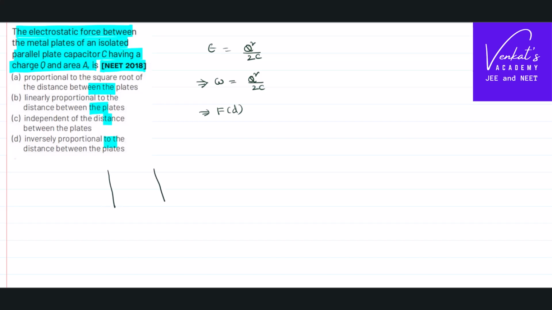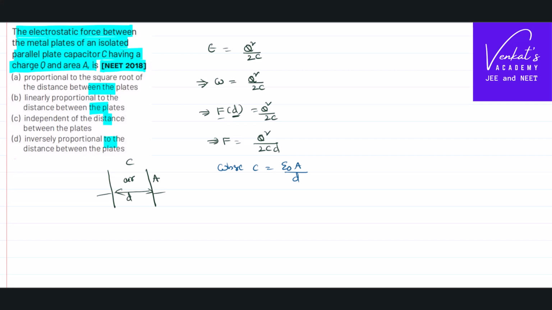So this is a capacitor. Distance between the plates is d. Area of each plate is A. It's filled with air and it has a capacity C. So work done is force into distance, d is the distance between the plates, equal to Q square by 2C. That implies force between the two plates is Q square by 2C into d, where C is the capacity of the capacitor. We know the capacity of a capacitor is epsilon naught A by d.